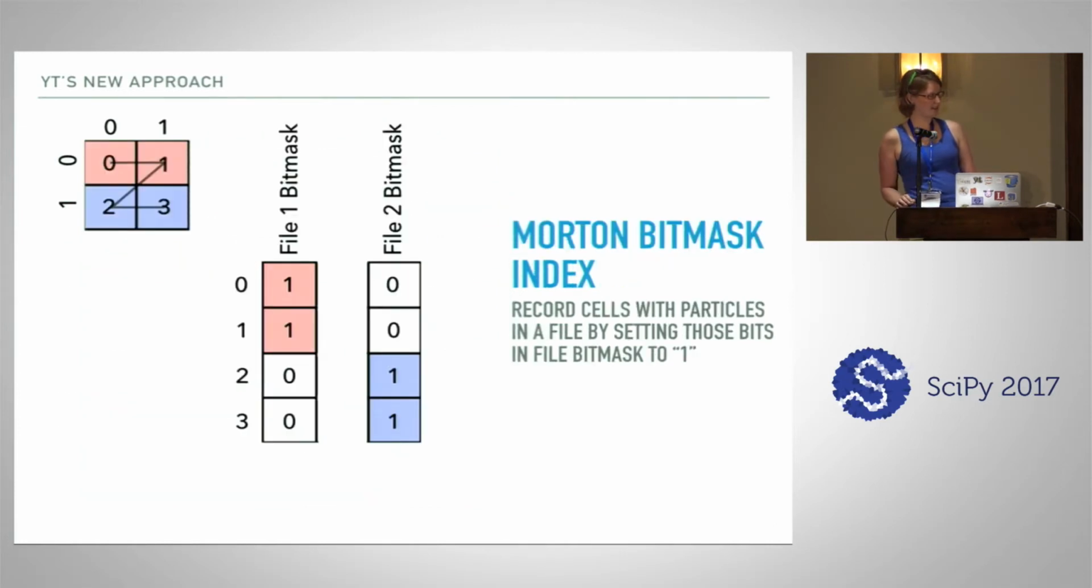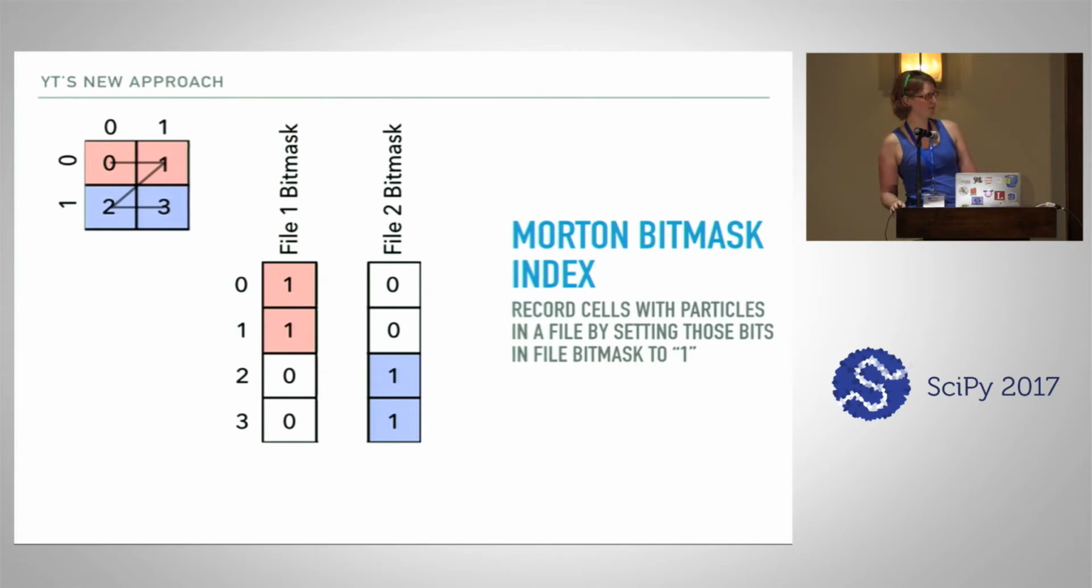And so then if you think about a string of bits as long as that Morton curve, then each cell corresponds to one of the bits along that curve. And we can set that bit to 0 or 1 if it contains particles. And we do this for each file. So then each file will have a string of bits as long as the Morton curve. And where that file contains particles, you set that bit to 1. And where it doesn't, you set it to 0.